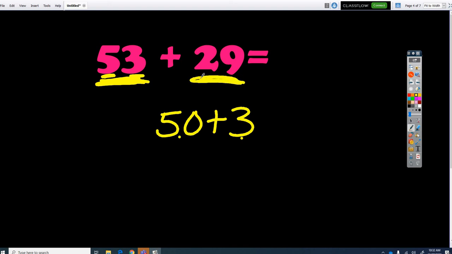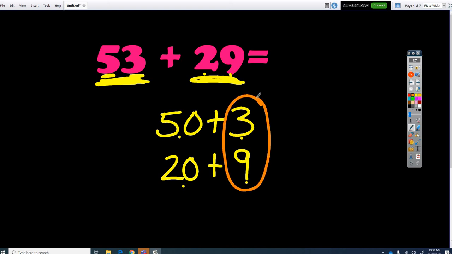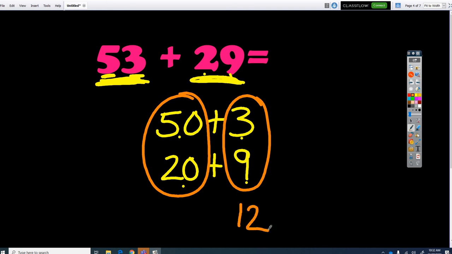And then we have to expand 29, or break apart 29. So 29 would turn into 20 plus 9, right? Because it has 9 ones, and the 2 tens make 20. Now that I've done that, I can add up the ones, and then I can add up the tens. So if I add up the ones, I'd end up with 12, right? Because 9, 10, 11, 12. And if I add up the tens, 5 plus 2 is 7. I'd end up with 70.